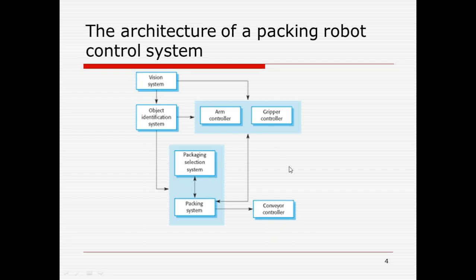Just to give an example of the architectural model, this output diagram is shown here. That is the different components of the packing robot control system. That is the architectural design of the packing robot control system, and we get this architectural model.